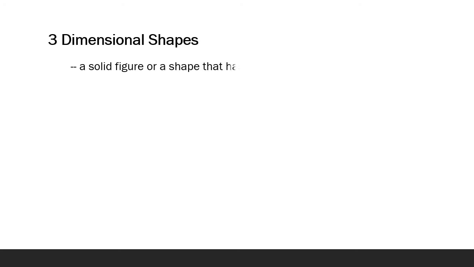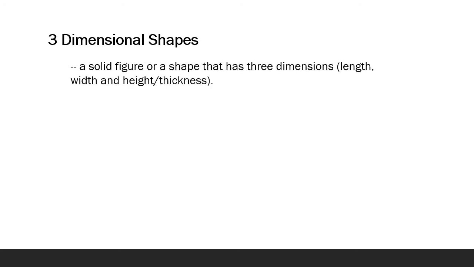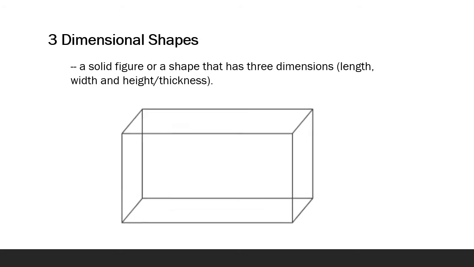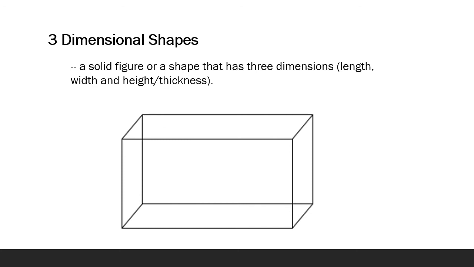So another part of our shapes is what we call the three-dimensional shapes. It's a solid figure that has three dimensions: the length, the width, and height or thickness. So we will use the box. The bottom part, we have what we call the length, and on the other side, the width, and we have the height, or sometimes we call it the thickness. Okay.